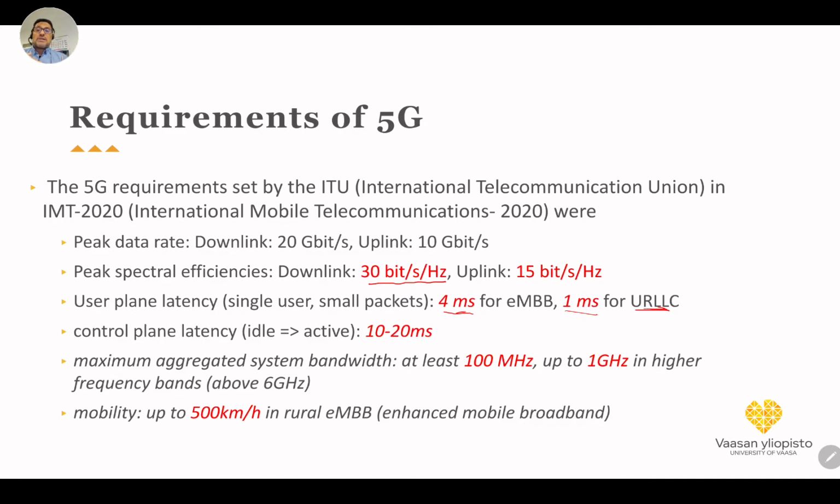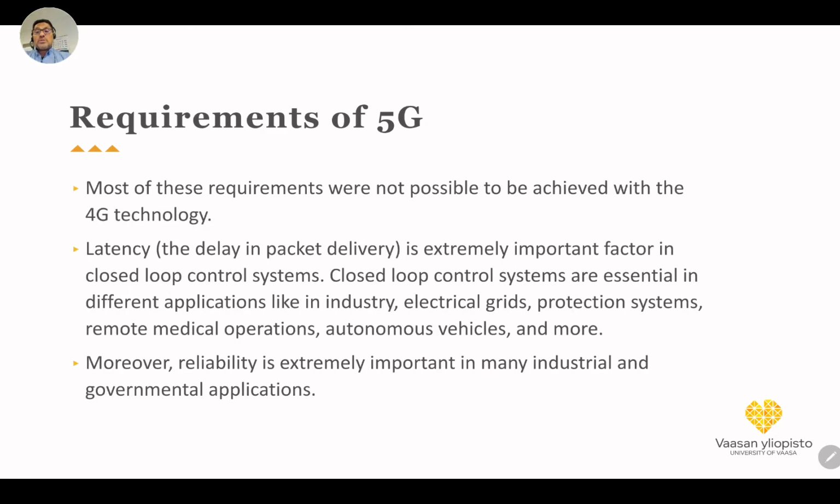Control plane latency means that, for example, to maintain a connection or release a connection, making the control signaling between the user and the network. Also, the maximum aggregated system bandwidth should be at least 100 megahertz. Remember that in 4G, this was the maximum, 100 megahertz, but here it should be the minimum, and it should be possible to go up to 1 gigahertz at higher frequency bands above 6 gigahertz. And also to support mobility up to 500 kilometers per hour, like, for example, the fast trains. So those were the requirements of ITU.